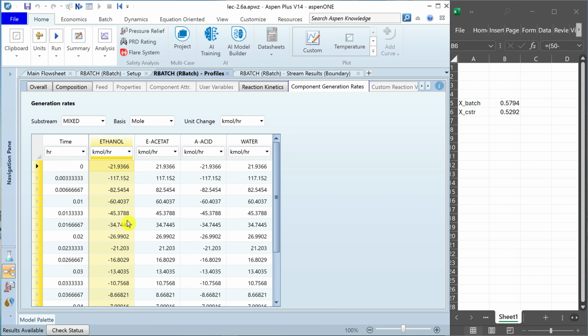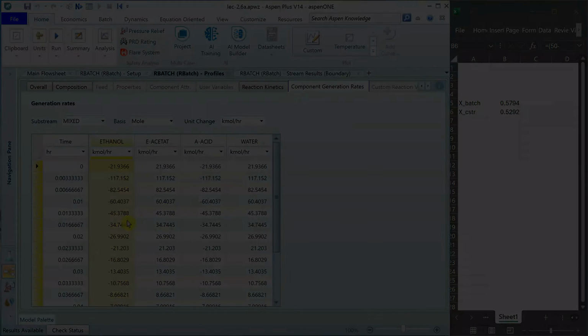The numbers presented in this table indicate net generation rates of the components inside the reaction vessel, whereas in the stream summary results, the kilomoles per hour indicates the continuous flow rates of the components in the streams.